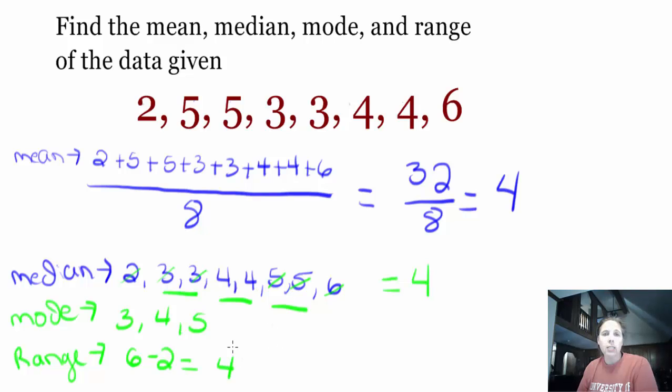When you do these, as long as there's not an outlier, which we'll talk about in a minute, your numbers should be fairly close. They're not always going to be 4, 4, and 4, but they should be fairly close to each other. Okay?